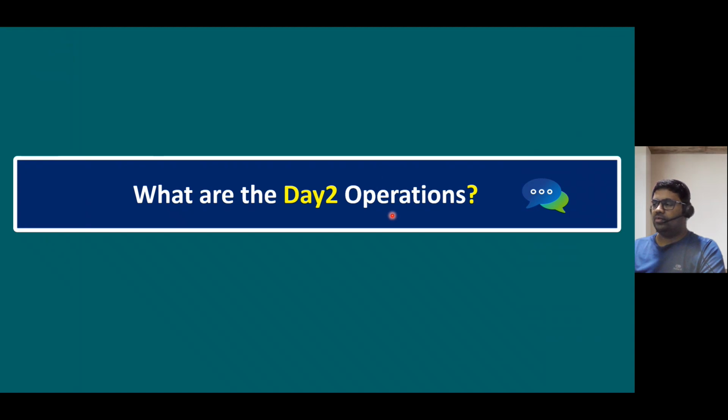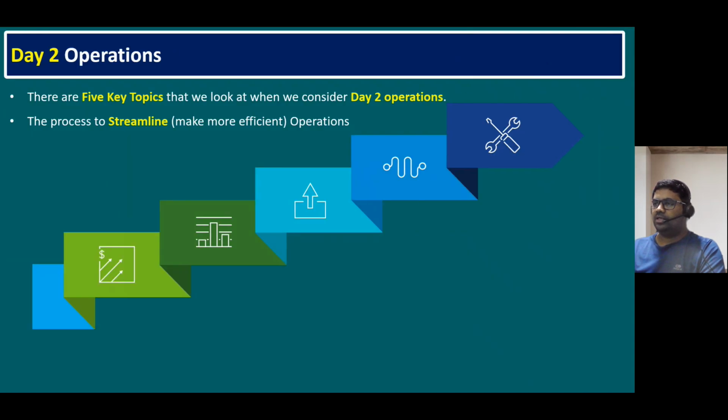Before going deep dive into day 2, let me explain a quick recap of the previous session. There are 5 key topics that we look at when we consider day 2 operations. The process is to streamline operations, and streamline generally means make operations more efficient. So the first key step for day 2 operations is best practices.